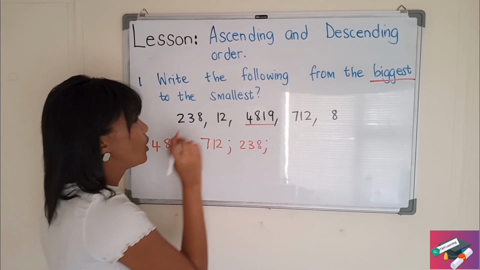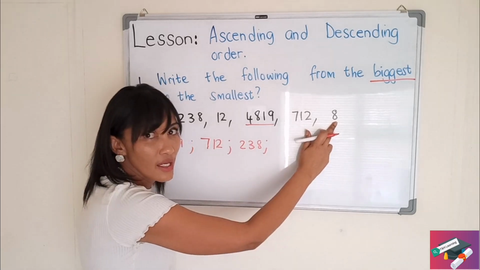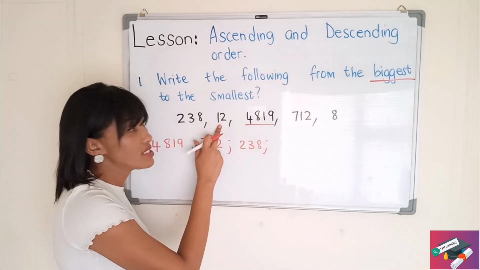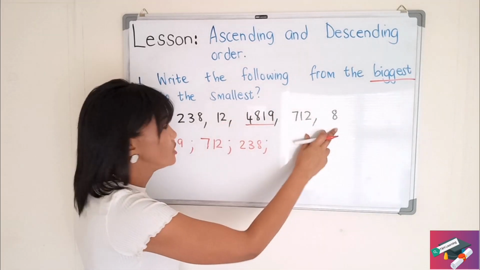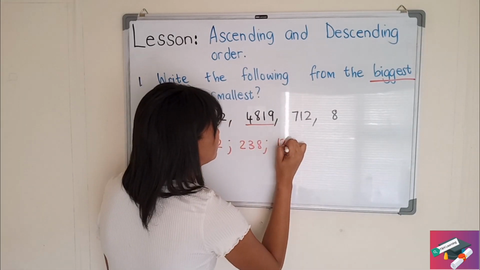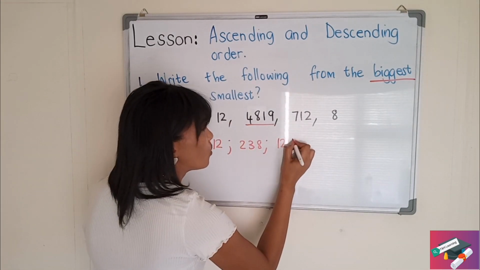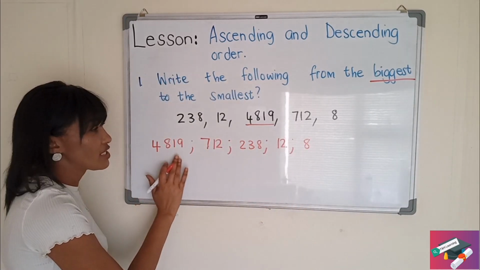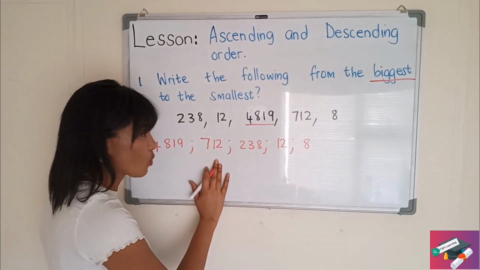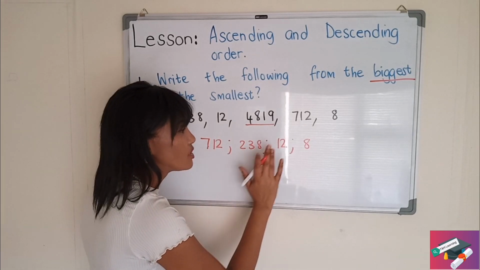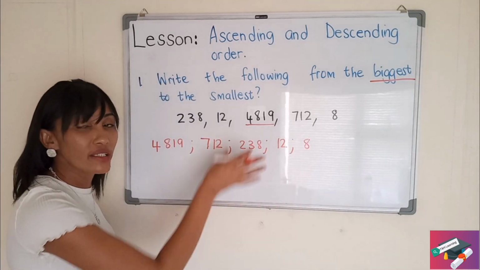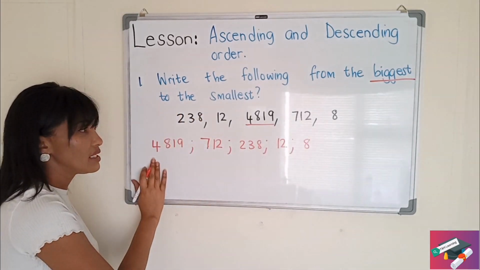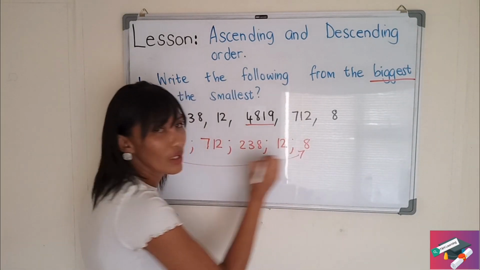After that, I've got a 12 and I've got an 8. So 12 has got 2 digits and 8 has 1 digit. So we will write 12. And our last one will be 8. So 4,819, 712, 238, 12 and 8. We did rewrite the numbers from the biggest to the smallest.